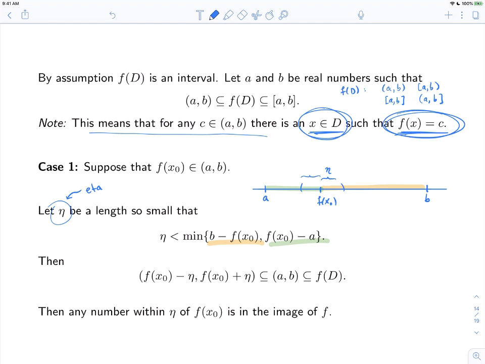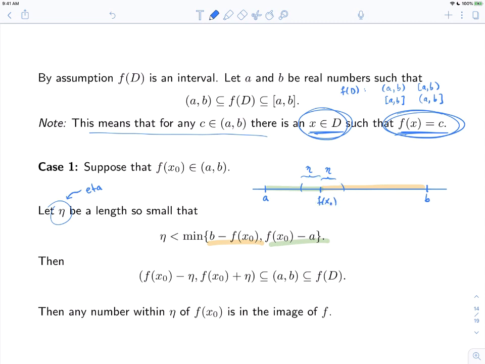Should at least try to keep those at the same height, roughly speaking. There we go. So we want to make that distance eta. So the length of this interval is 2 times eta. It's extending from the center. The center is f at x naught, and it's extending in either direction, eta length. Now we want to choose eta so small that we can be sure that this interval is completely contained in the interval from a to b.